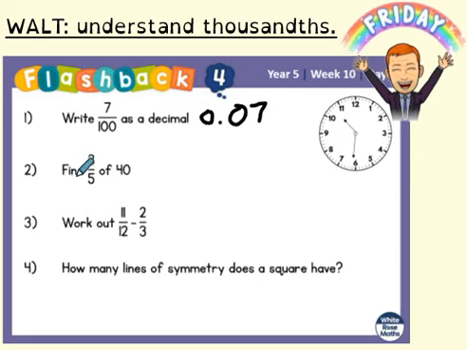Question 2, find 3/5 of 40. We did this earlier in the week with drawing bar models to help us visualize it, using multiplication and division, of course, as well to help us. 40 divided by 5 would give me 8. 8 times 3 would give me 24.